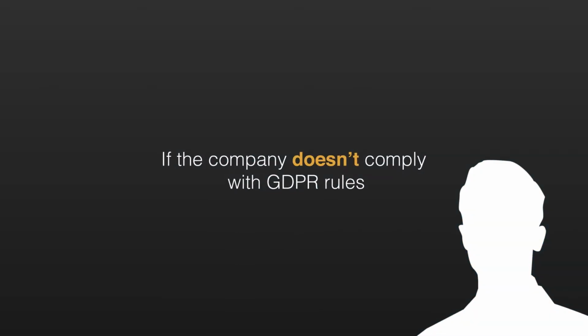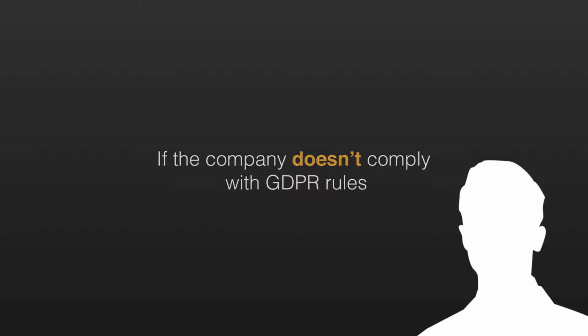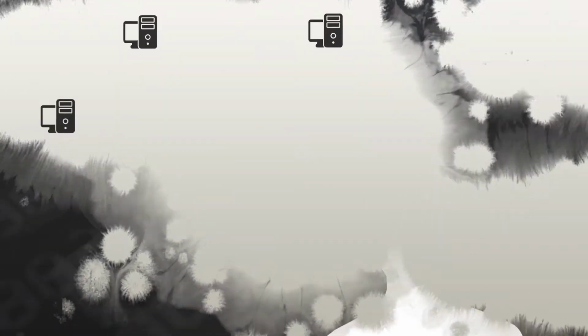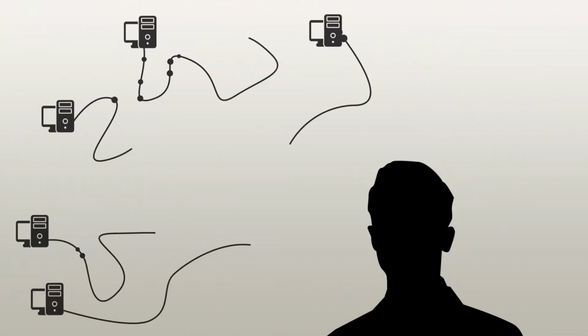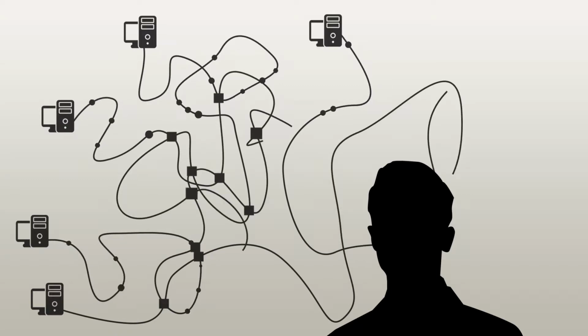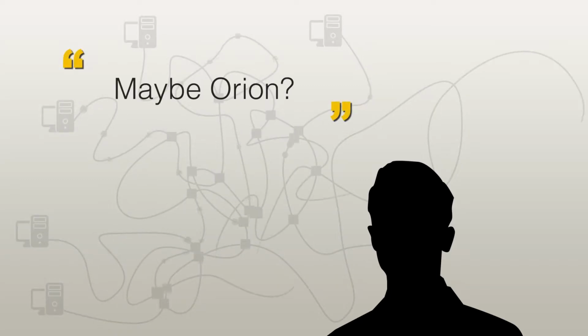If a company doesn't comply with GDPR rules, authorities will be able to issue fines of up to 4% of global annual turnover. John needs a visual map of his IT environment to get insight. Who can help him? Maybe Orion. John calls to set a meeting with Orion to talk about Harvester.